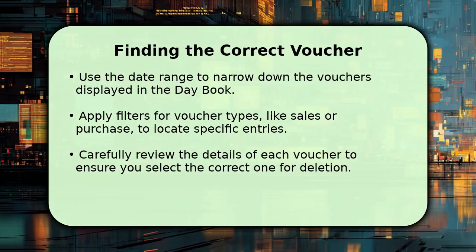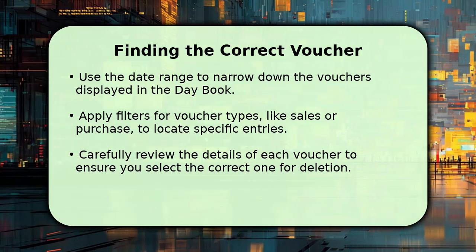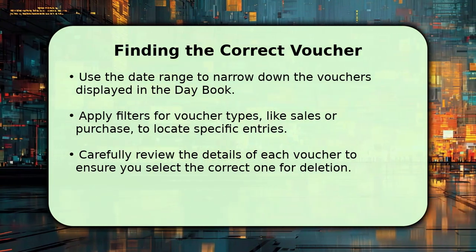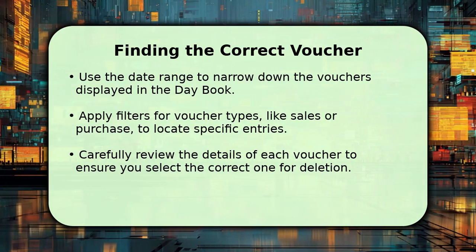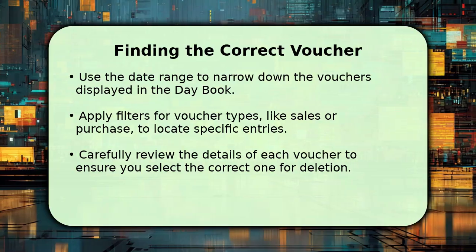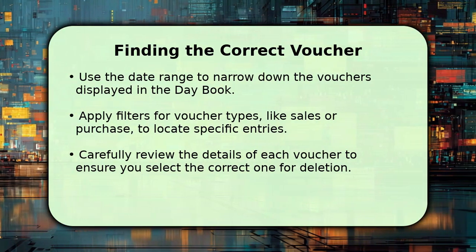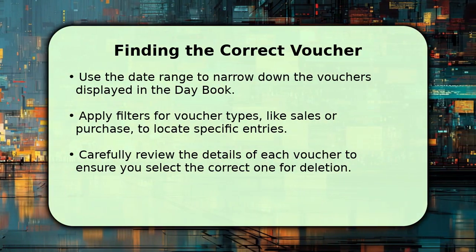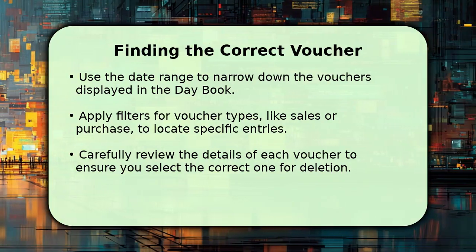Once in the Daybook, use the Date Range option to view the vouchers from the relevant period. You might need to change the date from 1 day to a full month or even longer to find your target. Additionally, you can apply filters for specific voucher types, such as payment or receipt, which helps narrow down your search considerably. Double-check all details, including the amount and party name, to confirm accuracy.